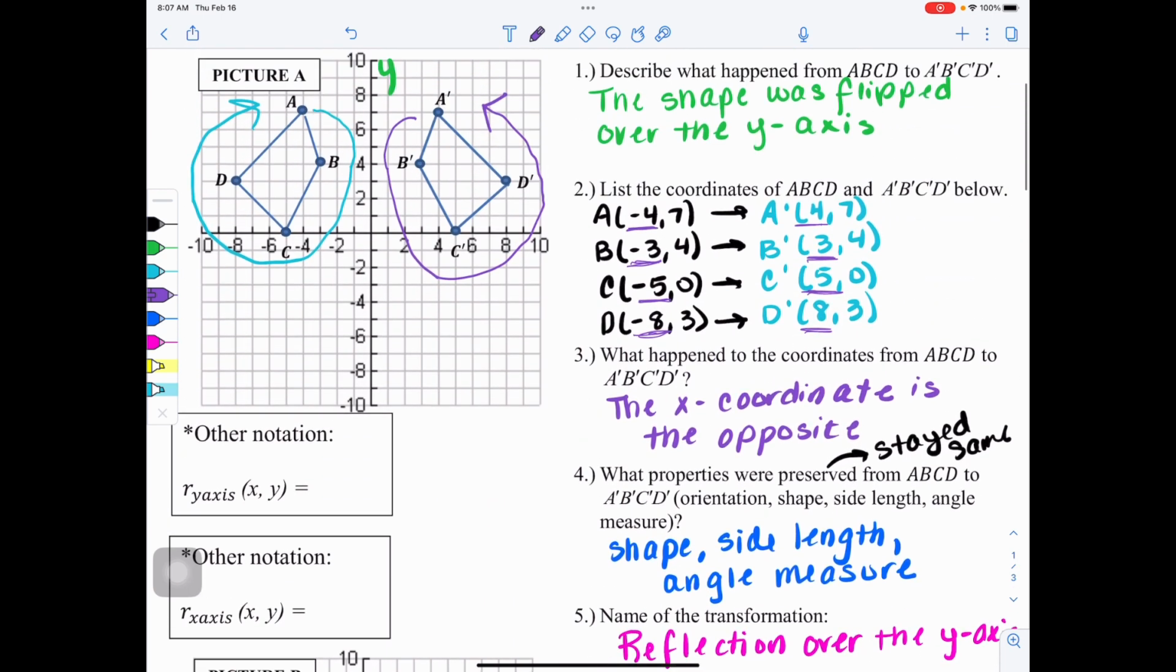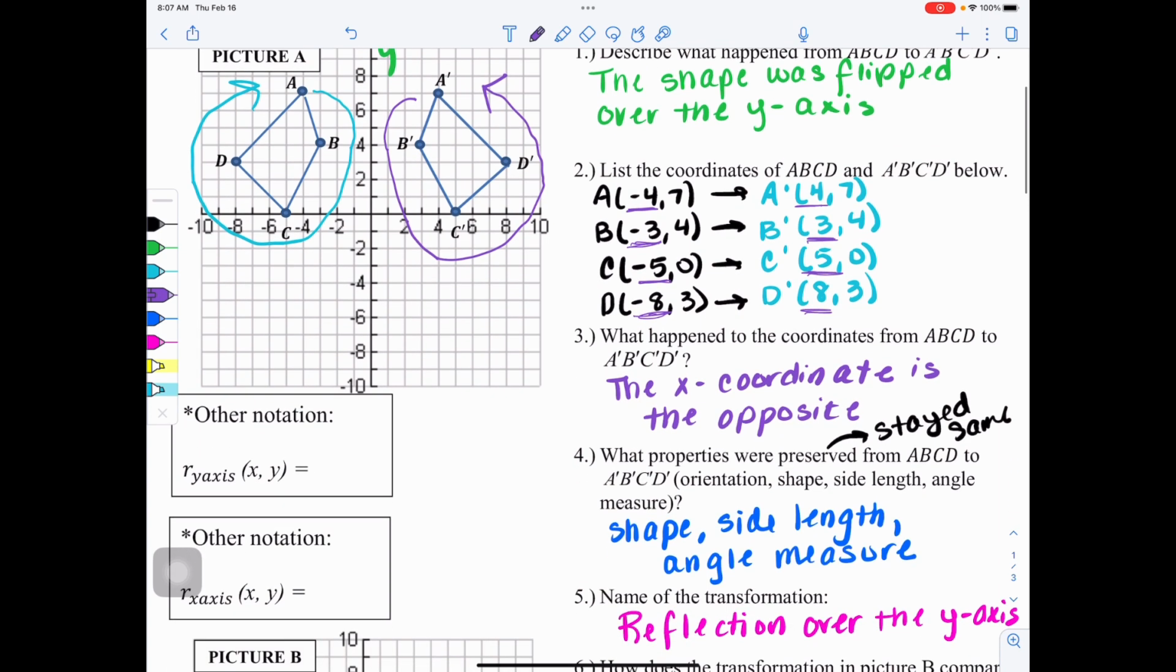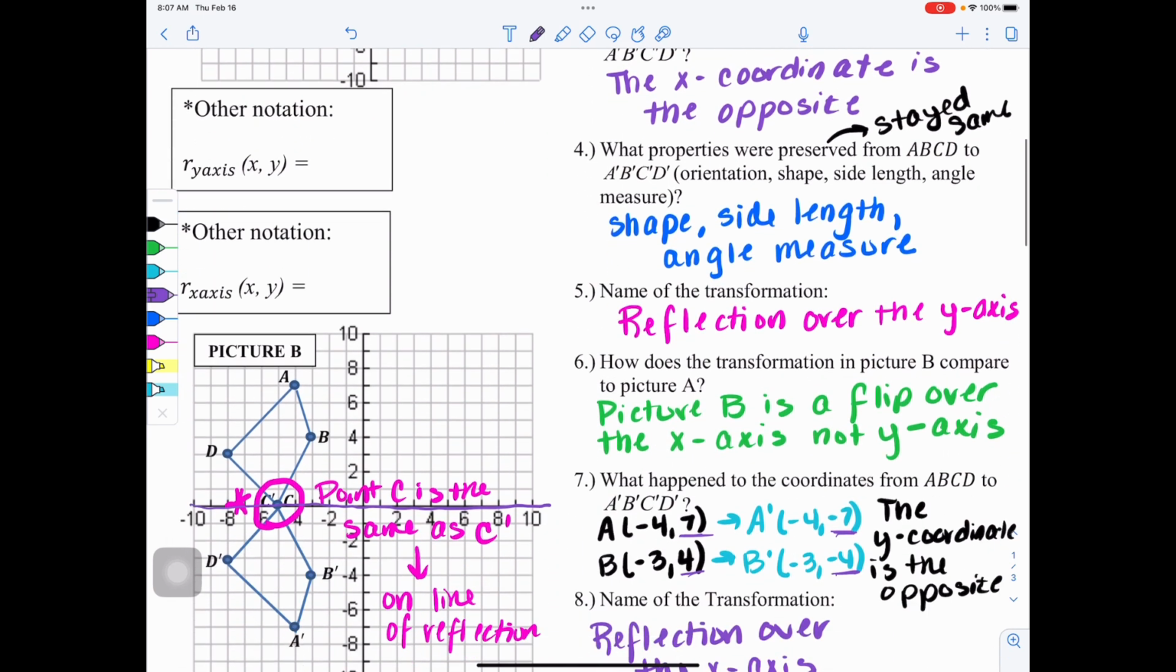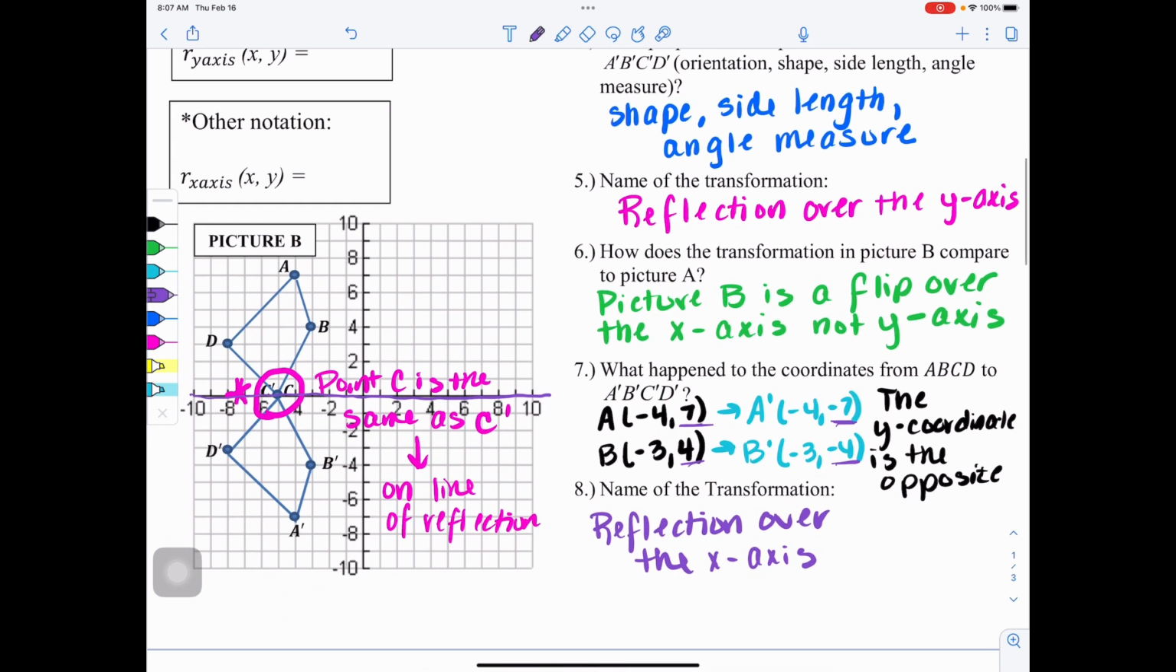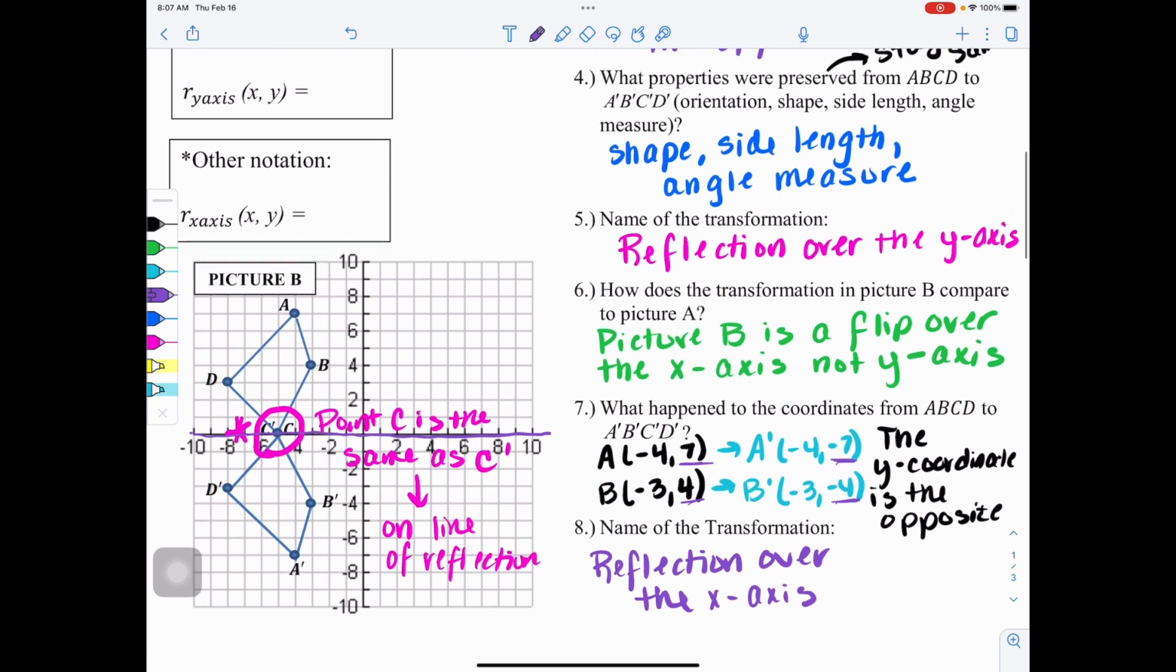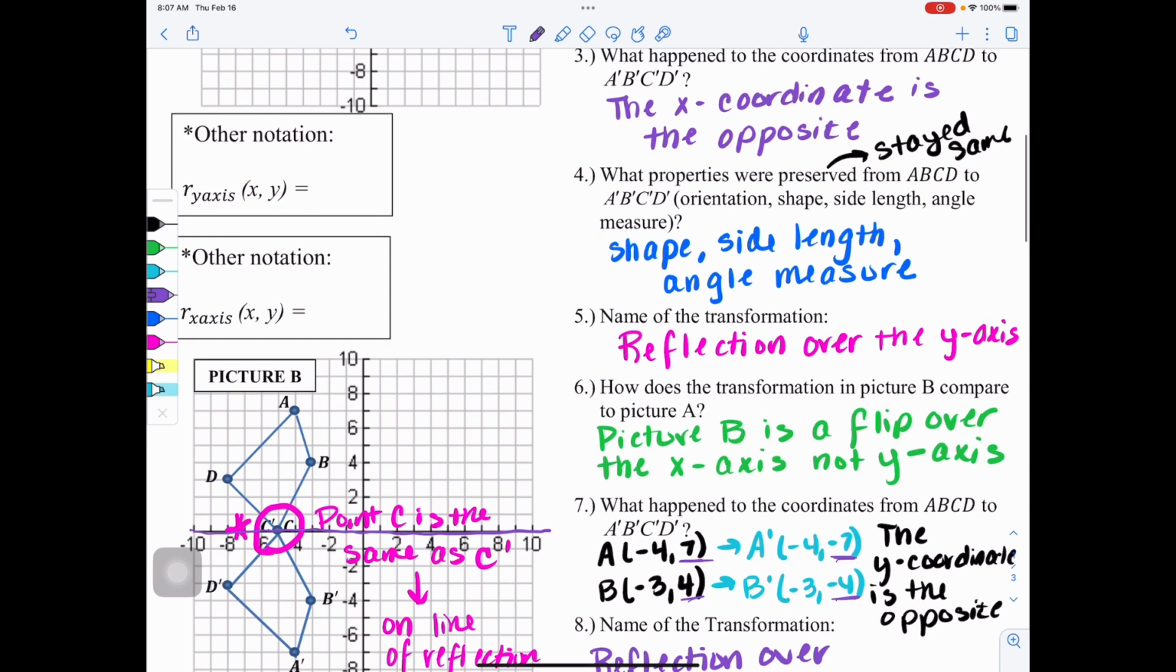So if I go back up, when we were reflecting over the y-axis, it was actually the x-coordinate that went to be the opposite. And vice versa, if I'm reflecting over the x-axis, it's actually the y-coordinate that becomes the opposite. So we're going to fill in the other notation now.